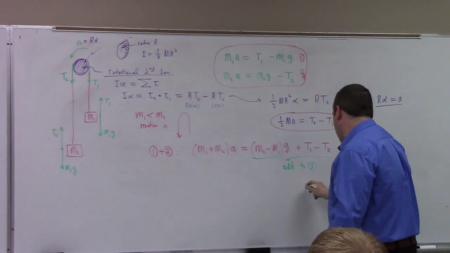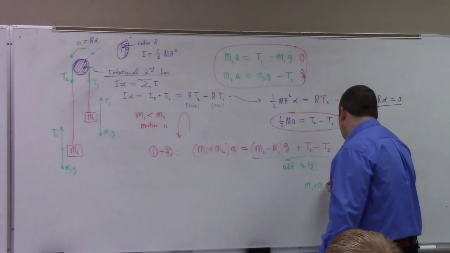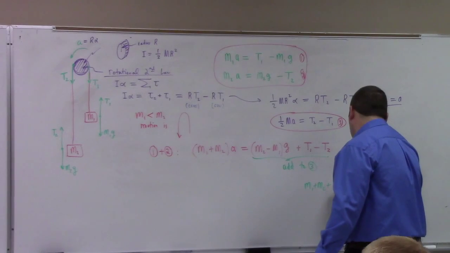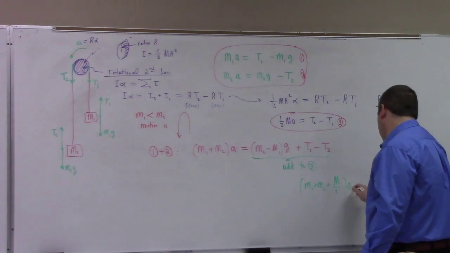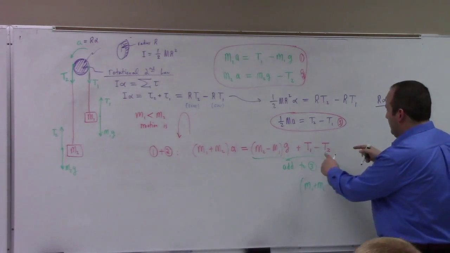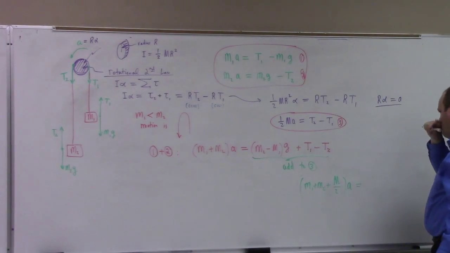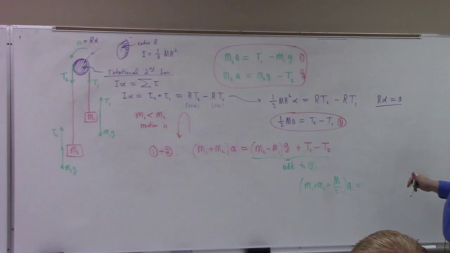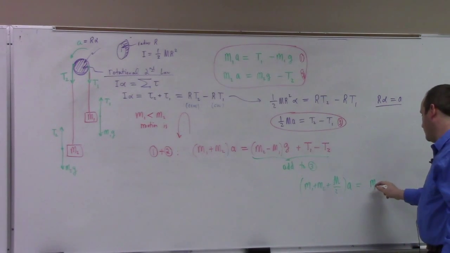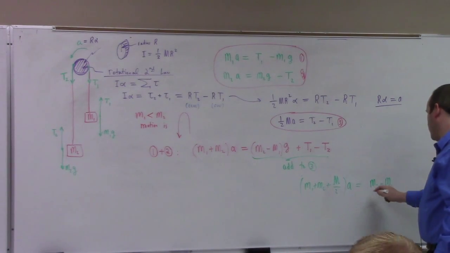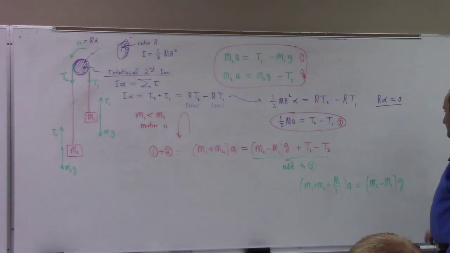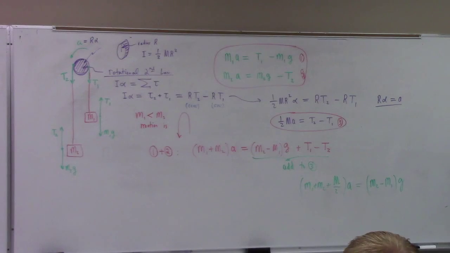We get M1 plus M2 plus big M over 2 times A is equal to, you see what happens? The T1, T2s cancel. And we get our M2 minus M1 times G. And then you can solve for A.